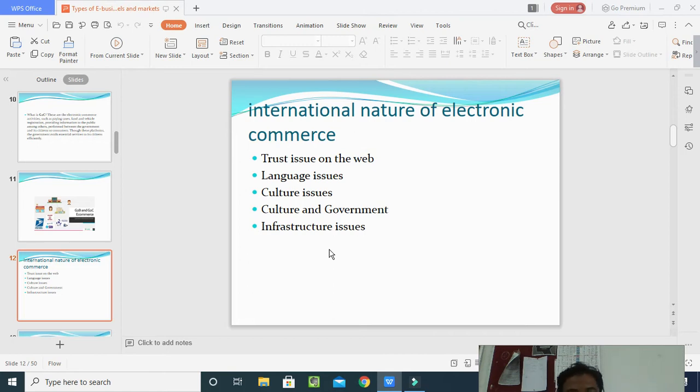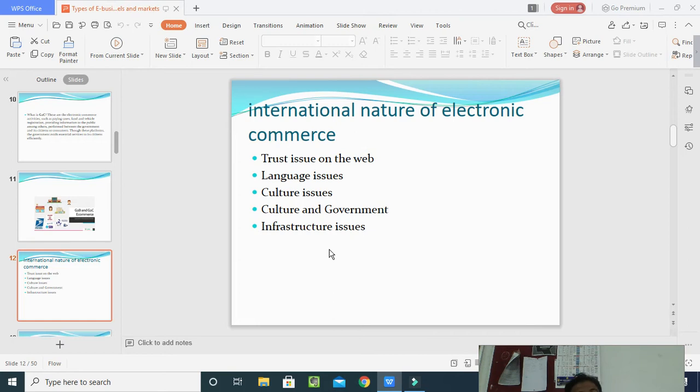Now, trust issue on the web. There should be trust on the web, where the people are able to understand the terms, and language issues should be considered. In which language, the local language they are able to understand. In that local language, they have to mention the website, or advertise it, or explain it, and they have to use it.